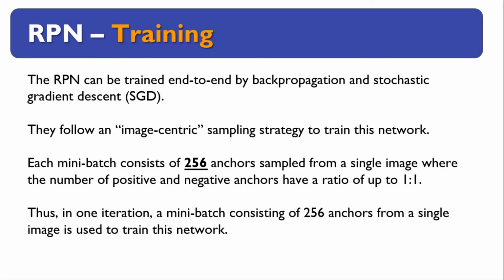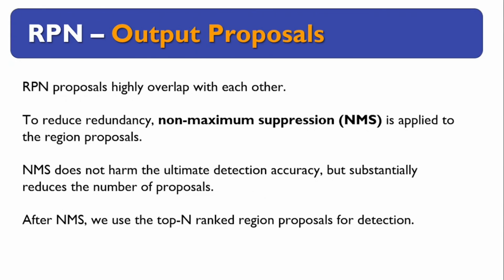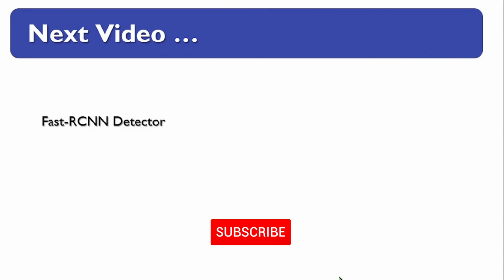Once it is trained, RPN can produce several output proposals, but these proposals highly overlap with each other. To reduce redundancy, we apply a technique called non-maximum suppression to remove unwanted or unimportant region proposals. NMS does not harm the ultimate detection accuracy but substantially reduces the number of proposals. After NMS, we use the top n ranked region proposals for detection. So this comes to the end of this video on region proposal network.